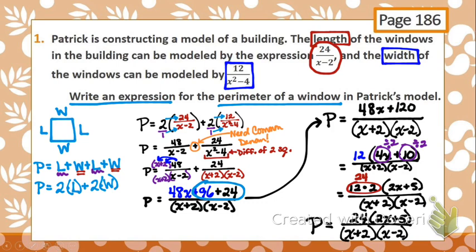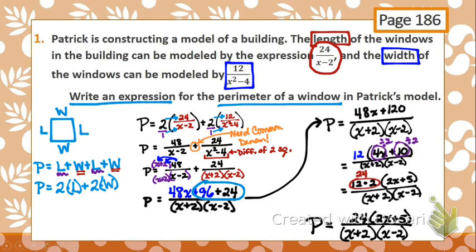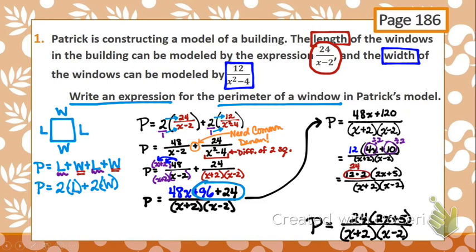Can that actually reduce at all? Can I cancel anything now? Or is that fully simplified? Fully simplified. How do you know when you look at it whether it's fully simplified or not?